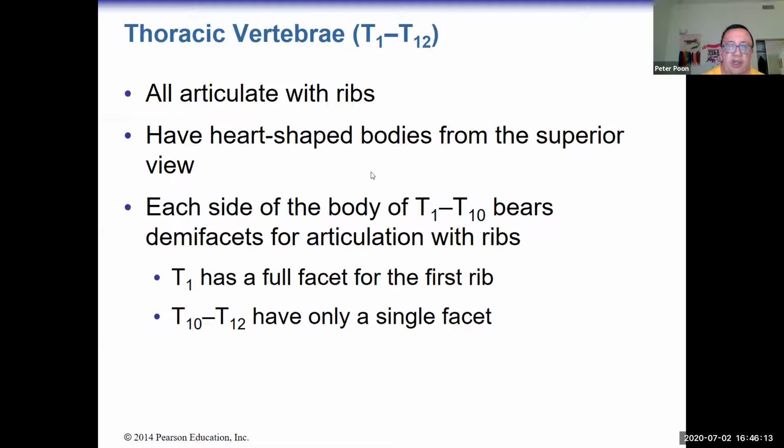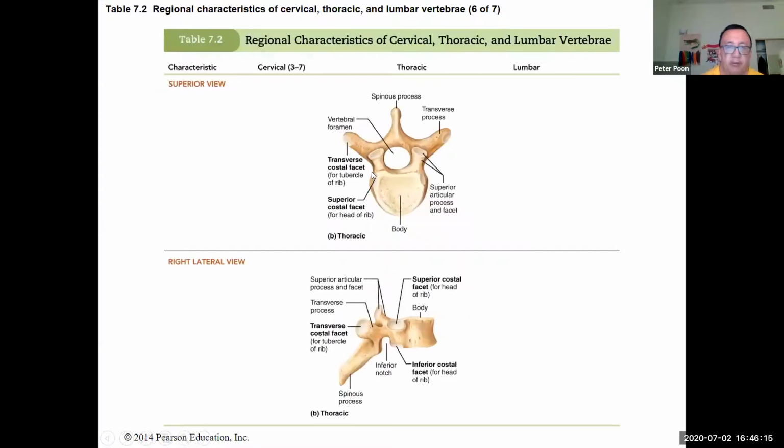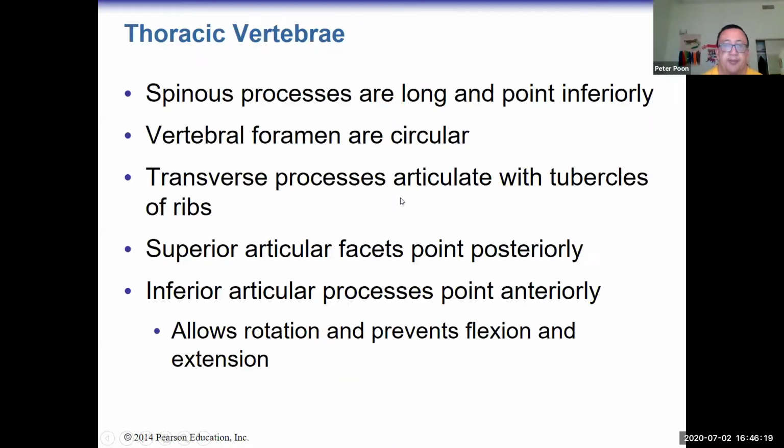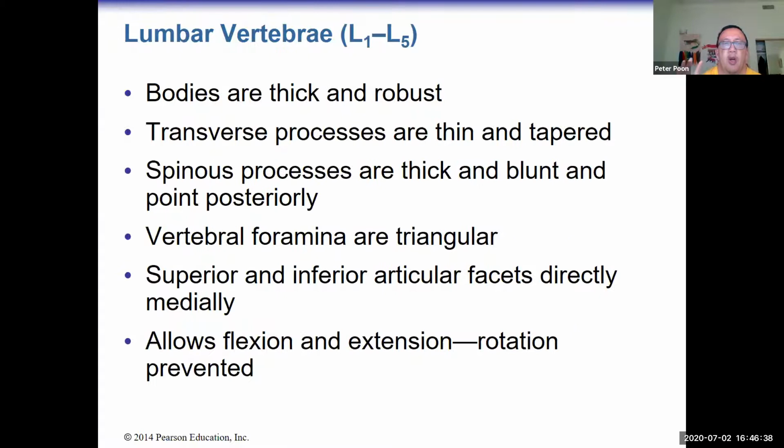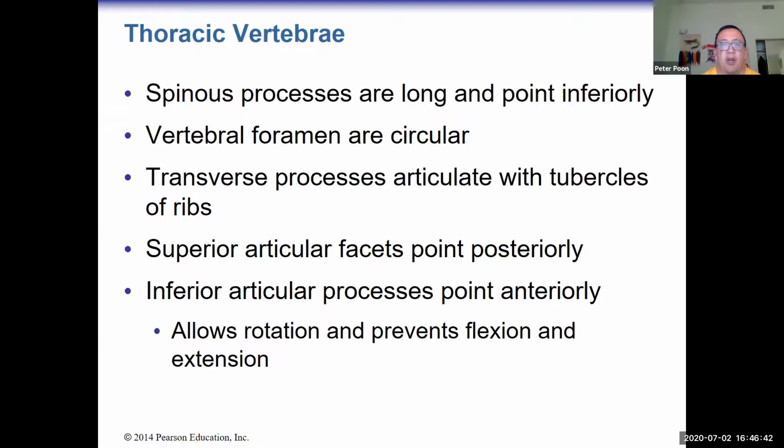They have heart-shaped bodies from the superior view. So this is the superior view. They have heart-shaped bodies. Their spinous processes are long and point inferiorly. So all of this is true. What I want to show you guys is how you distinguish thoracic vertebrae from lumbar vertebrae, etc.